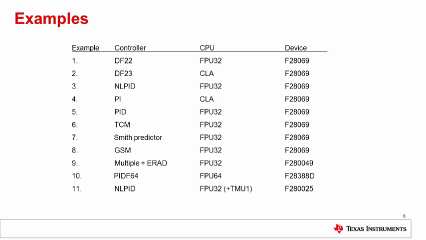Example 8 configures a gain scheduler module, or GSM, to implement a custom nonlinear control law. Example 9 represents a complex control scenario in which multiple control loops operate at different rates and with different payloads. The code uses the hardware ERAD feature of the F280049 device to determine the available CPU bandwidth. Example 10 demonstrates the use of a 64-bit floating-point PID controller. Finally, example 11 shows a nonlinear PID controller running on the F280025 device. This device contains special assembly instructions which accelerate nonlinear control. The nonlinear PID is the subject of a separate video in this series.